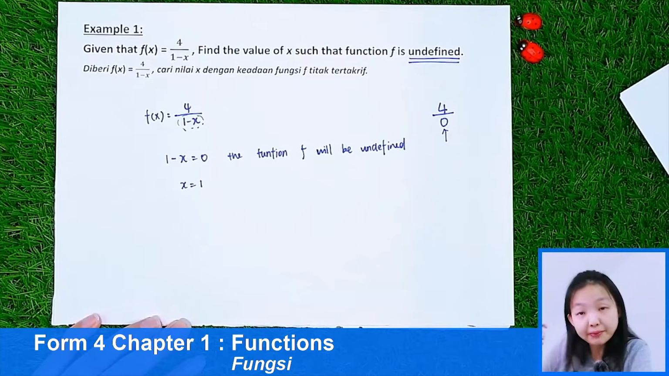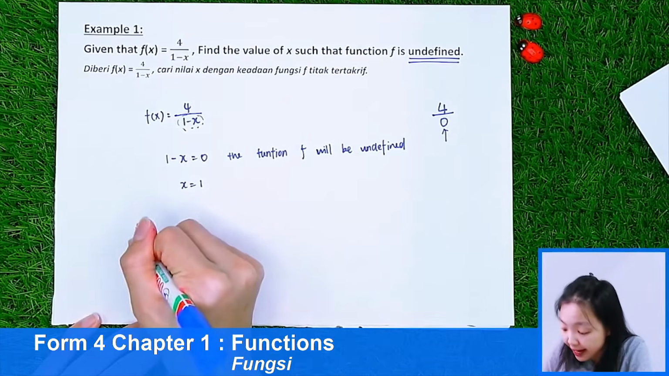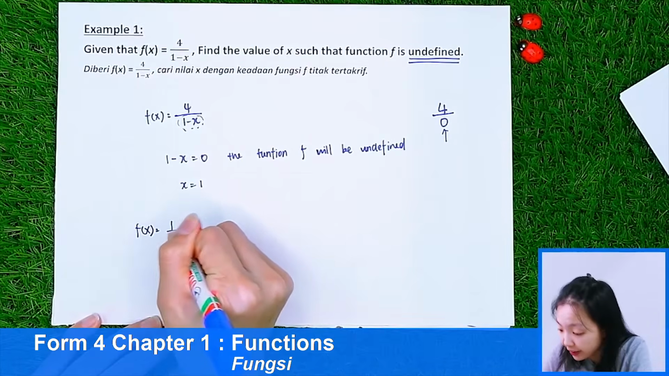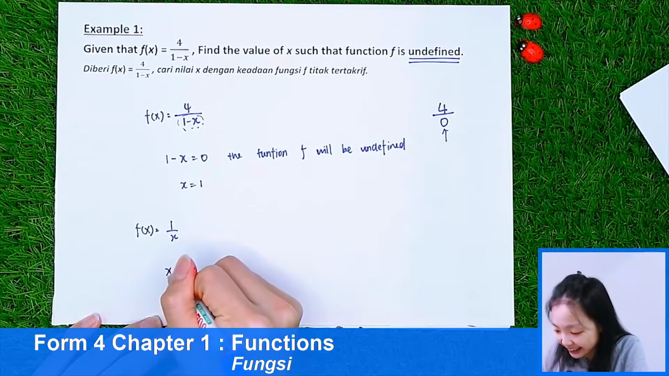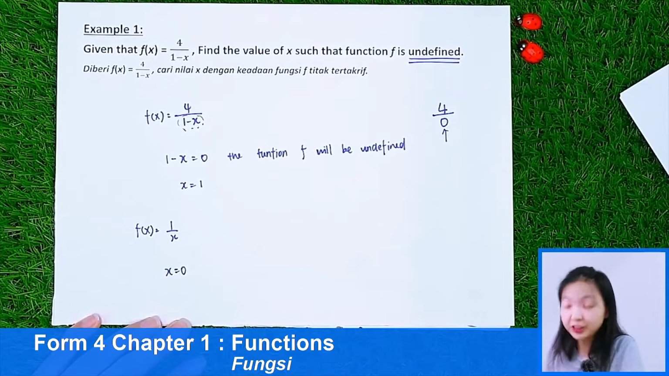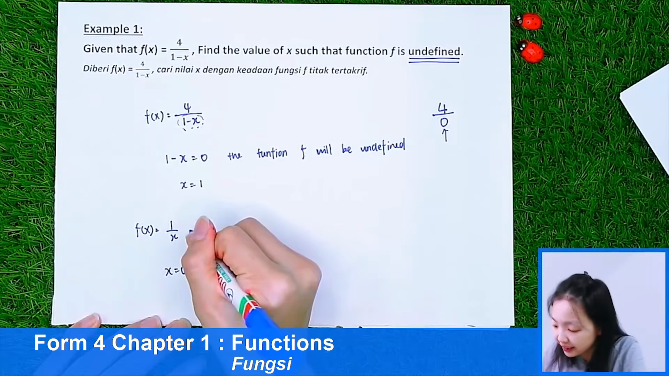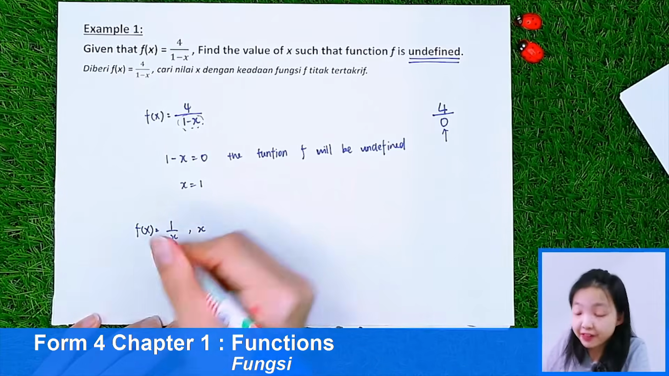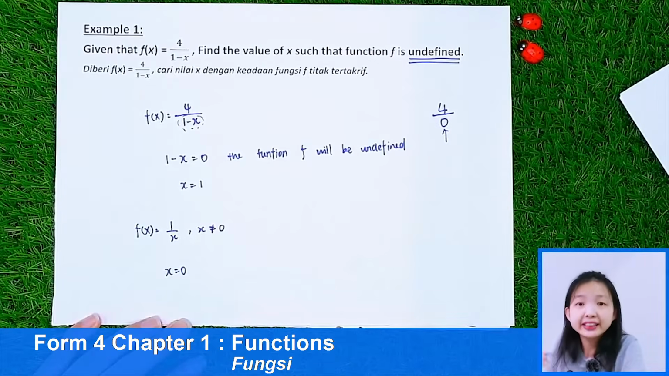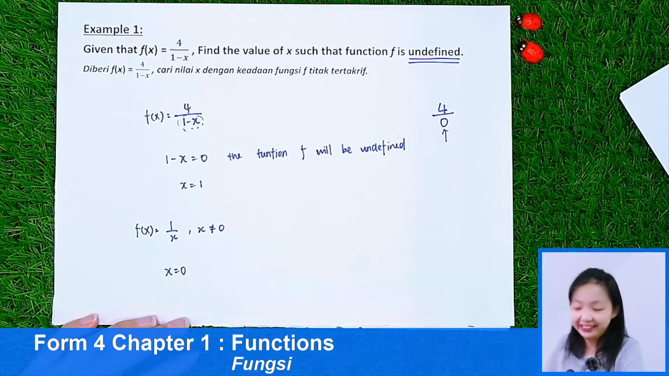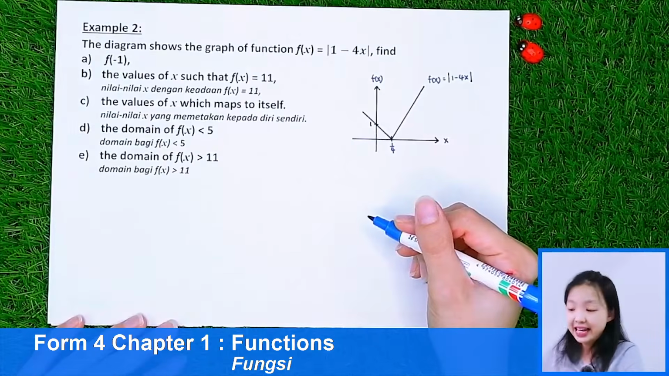Okay, so let me give you one more extra example. f(x) equals 1/x. What do you think will be the answer for the function f to become undefined? x is equal to 0. The function f will be undefined. So every time when you see your question, beside the function, it will have something like this: x cannot be 0. Why can x not be 0? When x equals 0, it will be undefined. That's the reason.